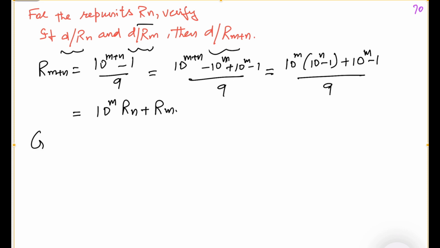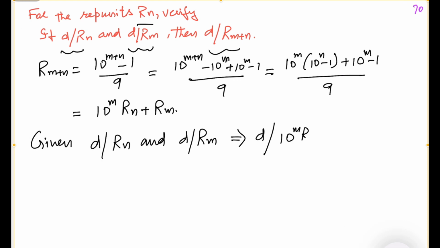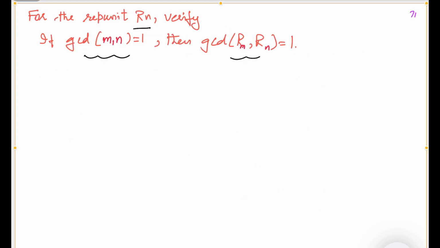So which is equal to 10 power m Rn plus Rm. Now given d divides Rn and d divides Rm, so d divides their linear combination, 10 power m Rn plus Rm. And what is that? d divides R(m+n). Required answer.